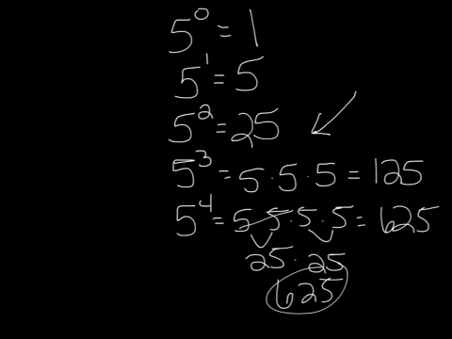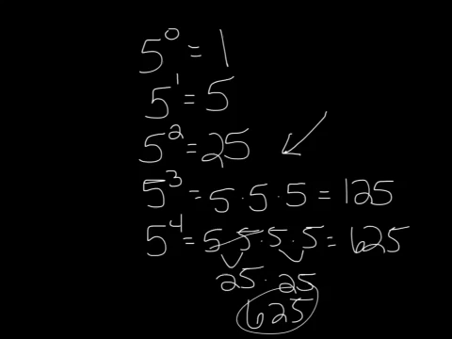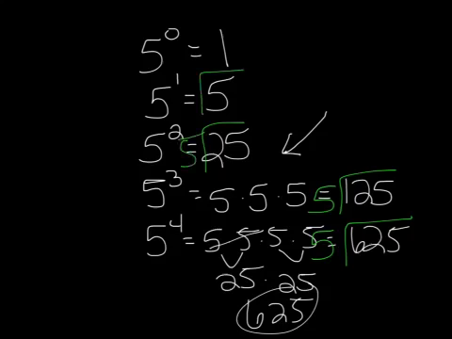625 divided by 5 is 125. 125 divided by 5 gives us 5 to the second power, or 25. 25 divided by 5 gives us 5, 5 to the first power. 5 divided by 5 gives us 1. So it just follows a logical pattern. Any number to the 0 power has to be 1.